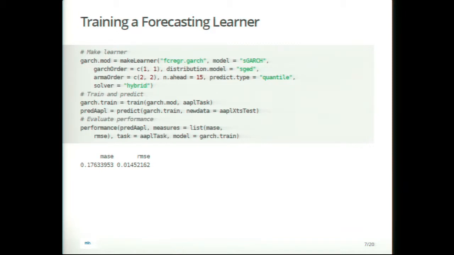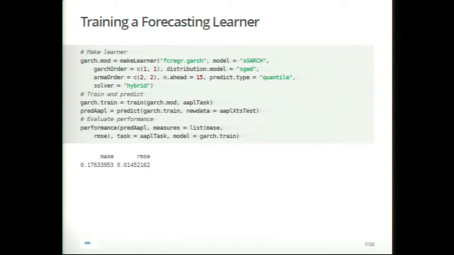So here, this is fcregression.garch from this make learner function. It comes from the rugarch package. All of these arguments originate from arguments from spec and fit in the rugarch package. So we just construct this forecast learner, and we put that through train, given our original task with our data, and we have a trained GARCH model. We then use the predict function, giving it the test data, and it'll give back an object that holds both of those things for us.